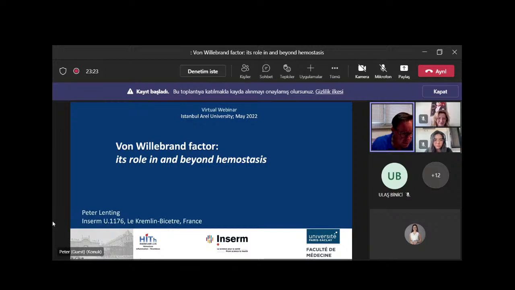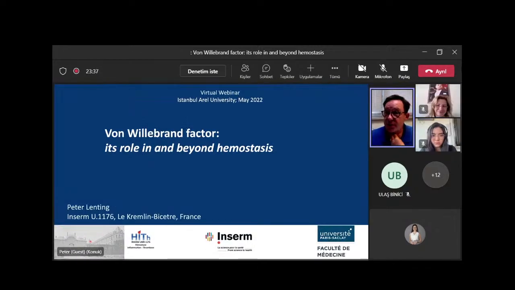Wait, I will try to point with the laser pointer. Yeah, so here in the southern part of Paris, in this hospital, which is one of the older hospitals in Paris, actually.